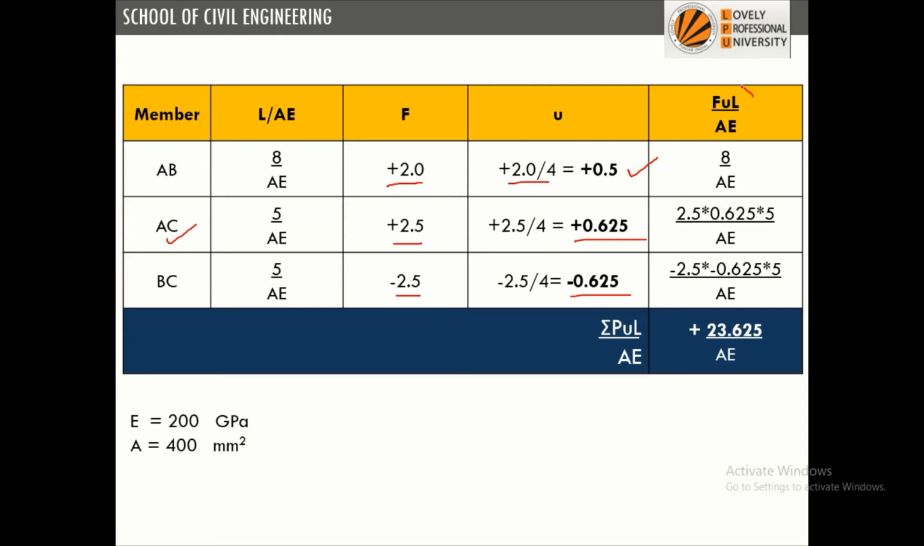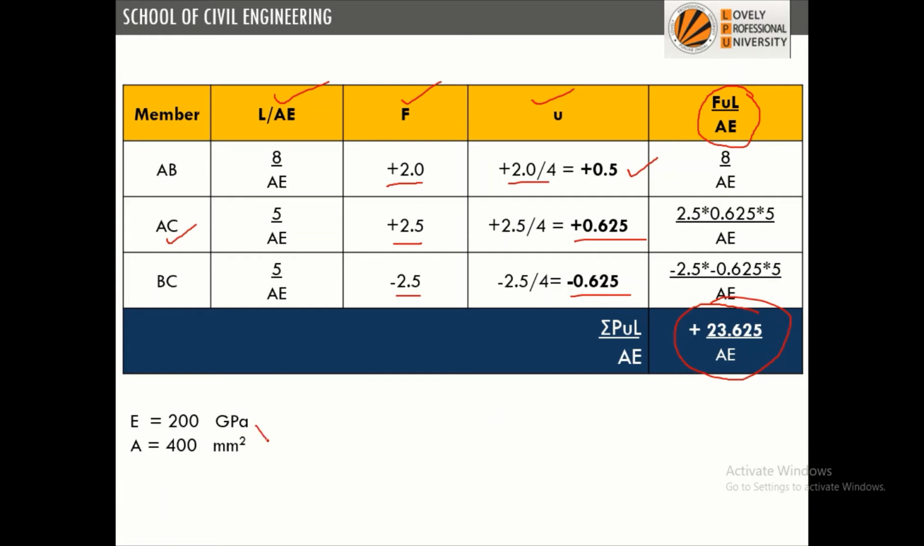Now we want to calculate this term, FUL upon A. So simply multiply these three columns. First column is F, then U, then L. So when we multiply all this, 2 into 0.5 will be 1. So the final value is 8 upon EI. This value will be 2.5 into 0.625 into 5. When we sum it, we will get the value of sigma FUL upon A.